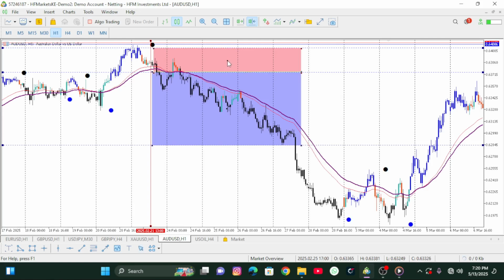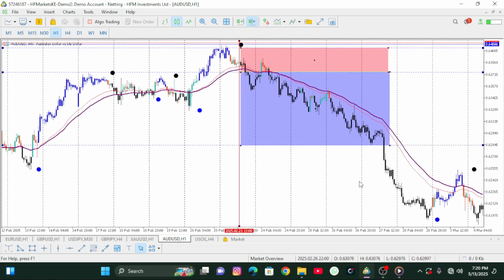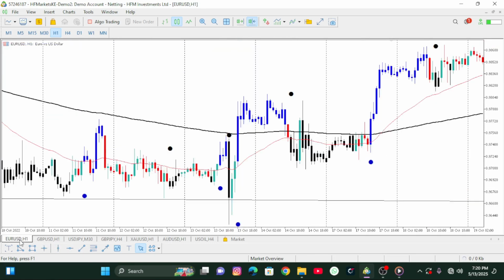So this would have been my position in this downward move. Now, how about an upward move? Let us move to another currency. Let's try out Euro USD.